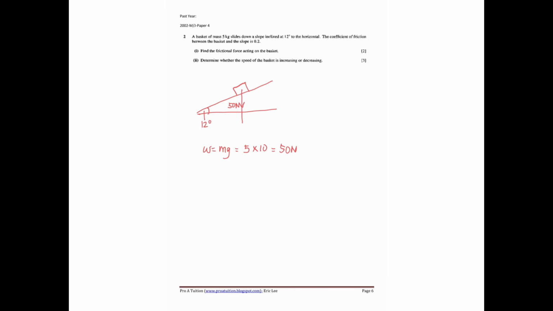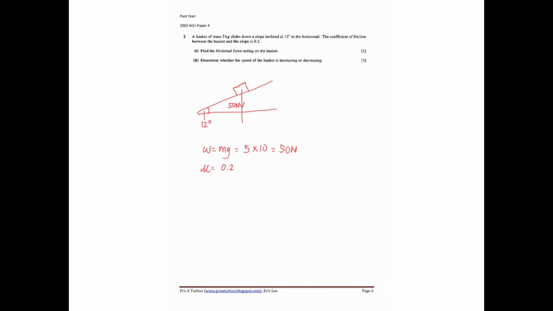Okay, now let's see the question again. The coefficient of friction between the basket and the slope is 0.2. So that is the mu, mu equals 0.2. So we will use mu to find the frictional force, like what I said just now. So here, part 1: find the frictional force acting on the basket.